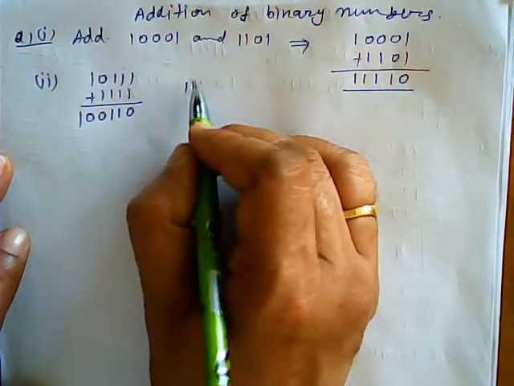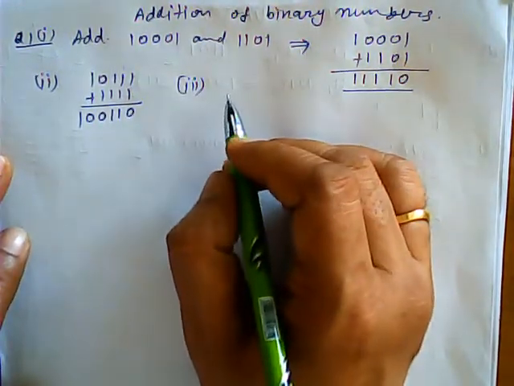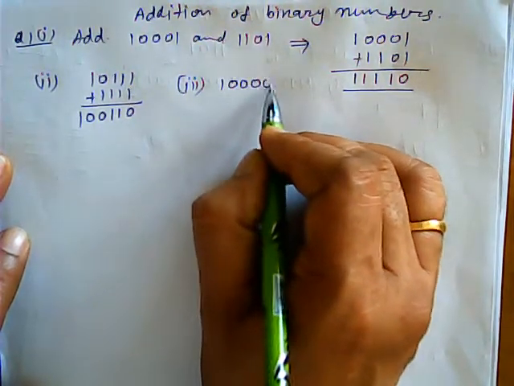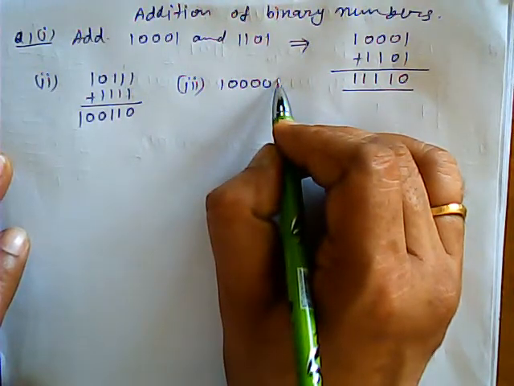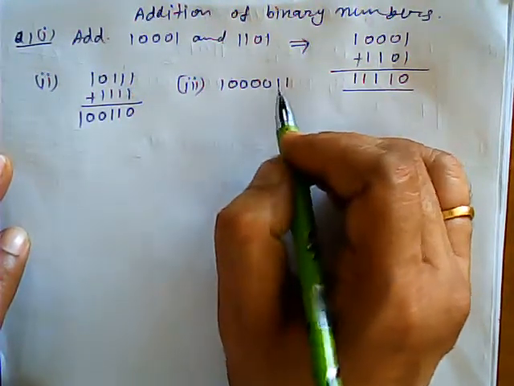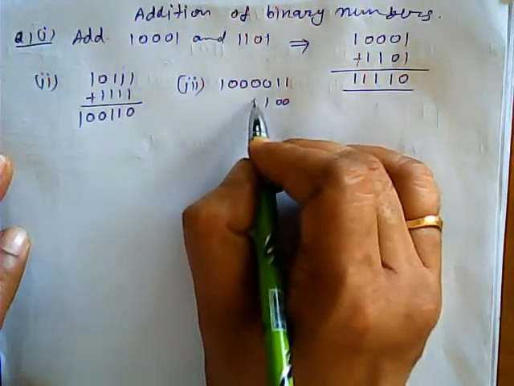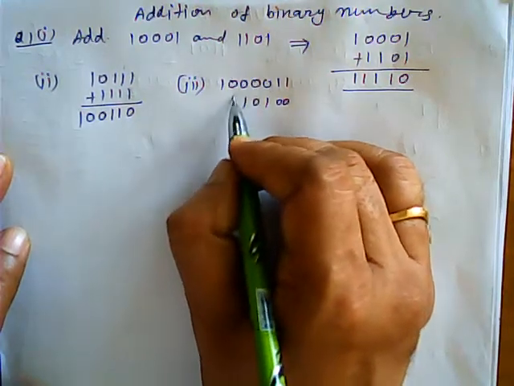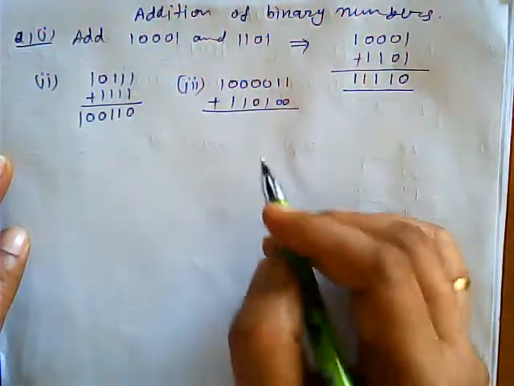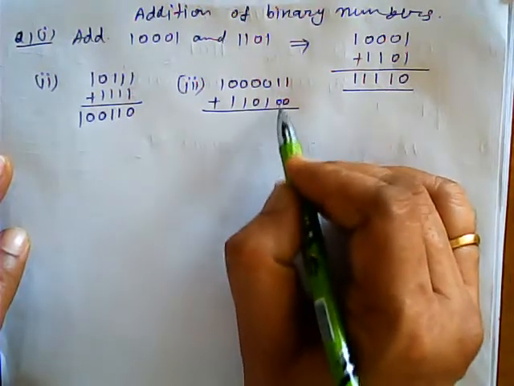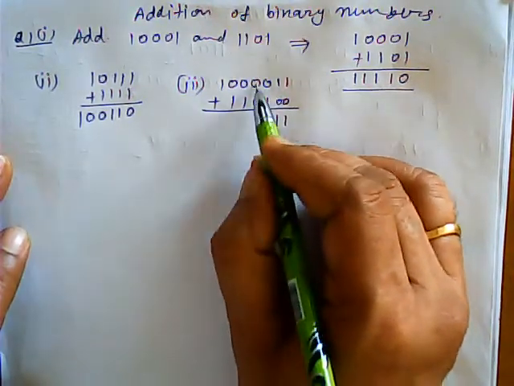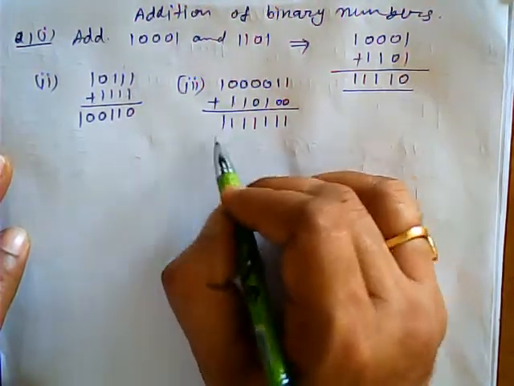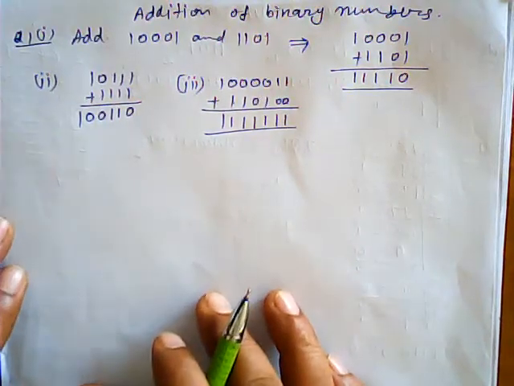Third part of this. We have to add these binary numbers. So 1 plus 0 is 1, 1 plus 0 is 1, 0 plus 1 is 1, 0 plus 0 is 0, 1 plus 0 is 1, 1 plus 0 is 1, and it is 1. This is the sum of the binary numbers.